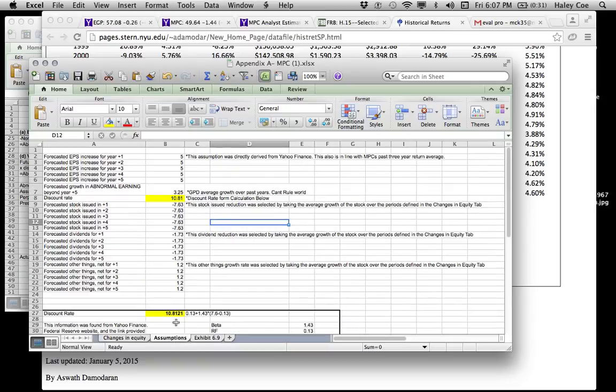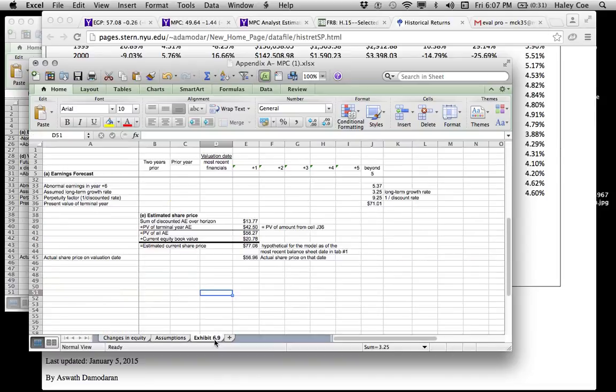Then we went to the assumptions, which this is wrong. I apologize. What we're going to show here is what we thought the earnings per share would be over the next 5 years, abnormal earnings, discount rate, forecasted stock issued, dividends, and other things. This is our assumption of what this company is going to do, what we think the future holds. And this greatly affects, as you can see on 6.9, what we're evaluating the stock at. Because when you value a stock, you have to look at the future. It's not just what it's worth today.